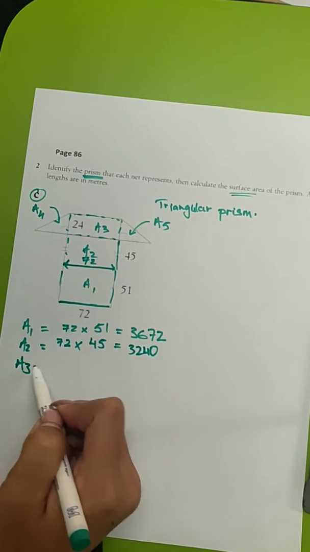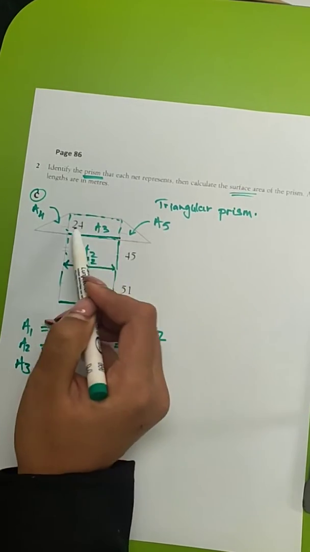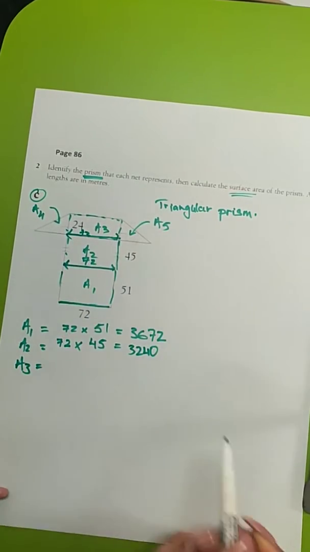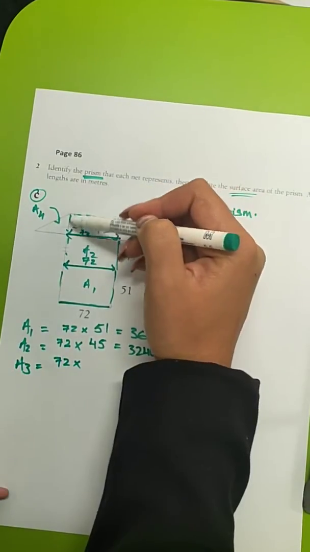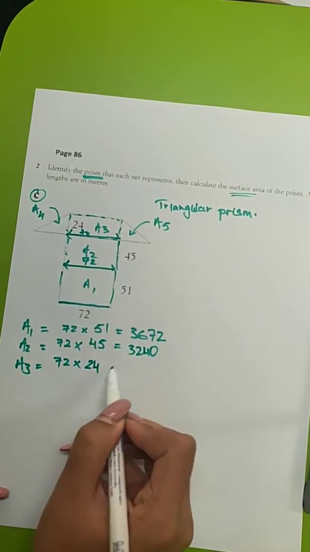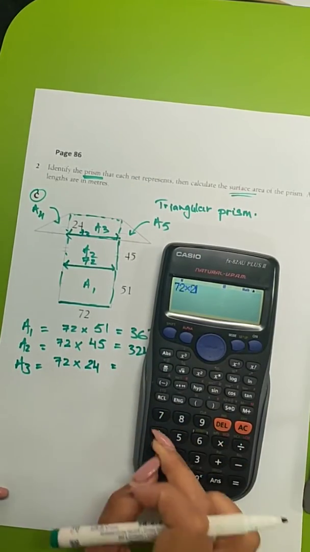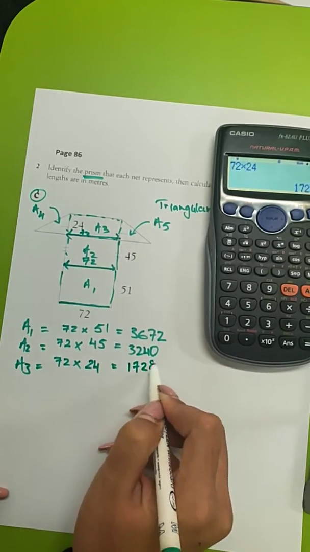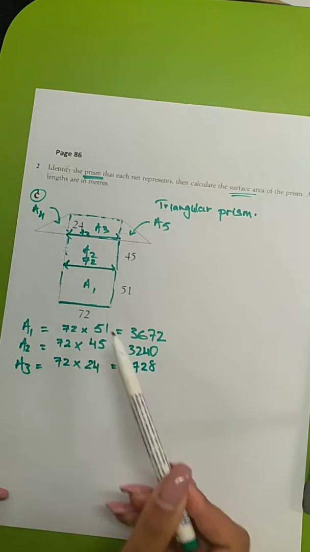Okay, now we want to calculate the area of the third rectangle, which is this one. Again, this length here would be 72 as well. 72 the base times the height. The height here is 24. 72 times 24, 1,728. Okay. Now I've got the area of my three rectangles.